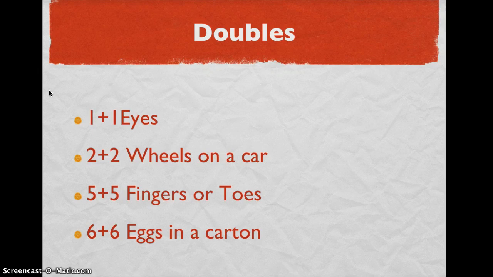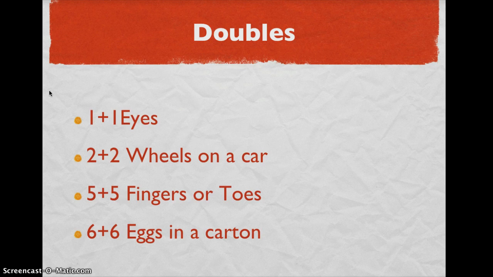For example, 1 plus 1 equals 2. What do we have 2 of? Eyes, ears, hands, legs. Now we know when we are adding 1 and 1, we can think of these things. We have 1 right eye and 1 left eye, but together we have 2 eyes. Now when you're adding other doubles, think of other things in our life that we can compare them to.